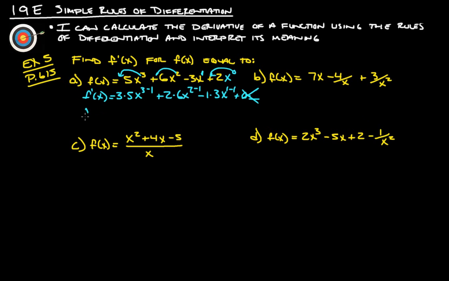Okay, so to simplify this here, we get f prime of x, or the derivative, is 15x squared plus 12x to the first, or just 12x. And then this turns into x to the 0, and then we have negative 1 times 3, which is minus 3. Okay, so there's our derivative function of this.